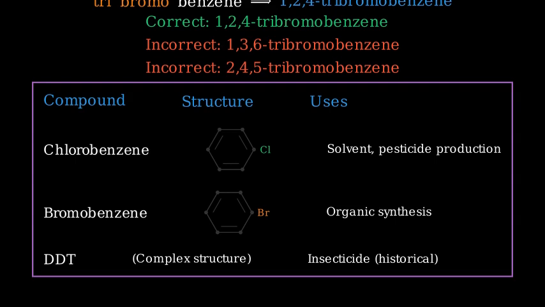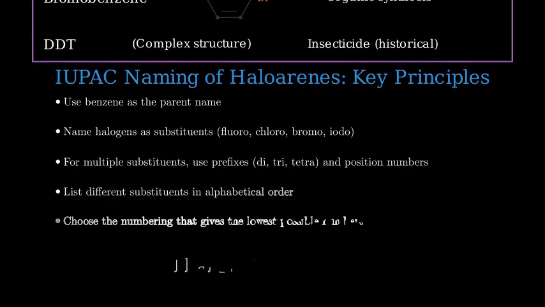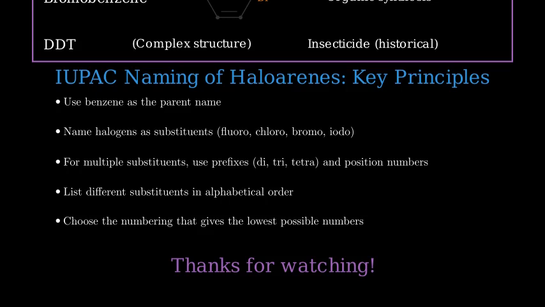In conclusion, IUPAC naming of haloarenes follows these key principles. 1. Use benzene as the parent name. 2. Name halogens as substituents: fluoro, chloro, bromo, iodo. 3. For multiple substituents, use prefixes di, tri, tetra, and position numbers. 4. List different substituents in alphabetical order. 5. Choose the numbering system that gives the lowest possible numbers. With these rules, you can systematically name any haloarene compound.